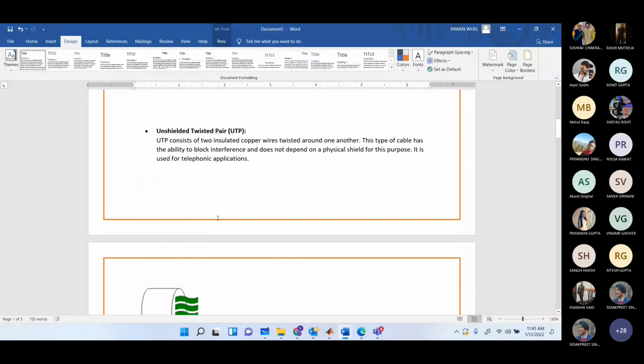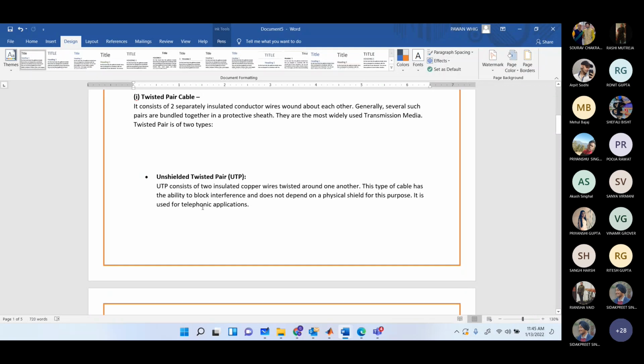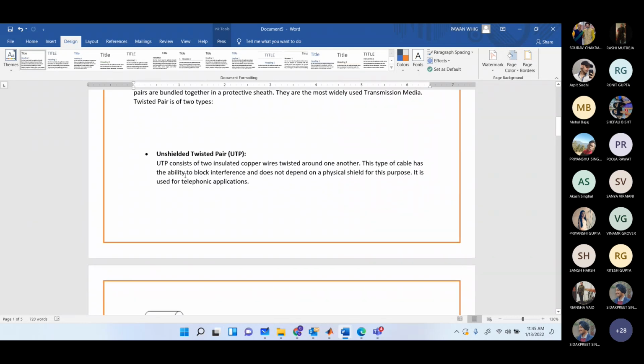This is very important to learn here. Sometimes it is asked in the exam, what are the various types of twisted pair cable. So twisted pair cables are of two types. One is unshielded. As the name suggests, unshielded means there is no physical shield, no physical protection, and it is used particularly in telephonic applications. Earlier, that is what we called Mahanagar Telephone Nigam, or MTNL.